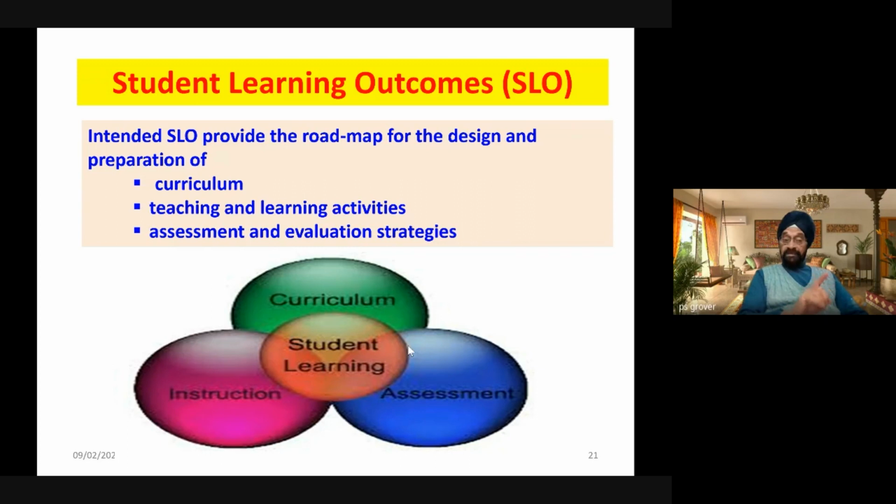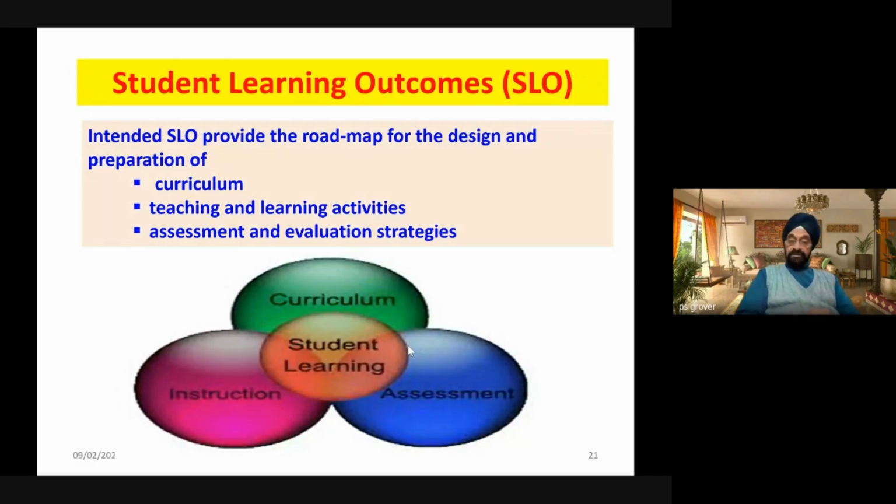So student learning outcomes are the intended learning outcomes which provide the roadmap for the design and preparation of the curriculum, and then what kind of teaching and learning activities, and what kind of assessment and evaluation strategies. Let us say I want to judge the problem solving skill of the student. No examination can check that. I want to assess the innovative skill of the student, how much he has learned for the critical thinking skill. No examination can tell us. There are assessment methods like rubrics. There are other methods which are specific to the skill that we want to ascertain.